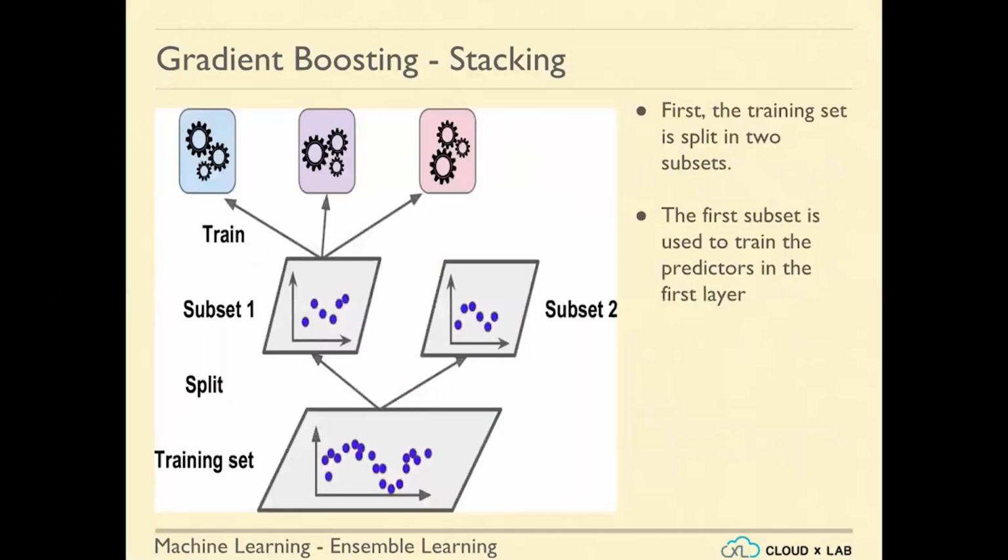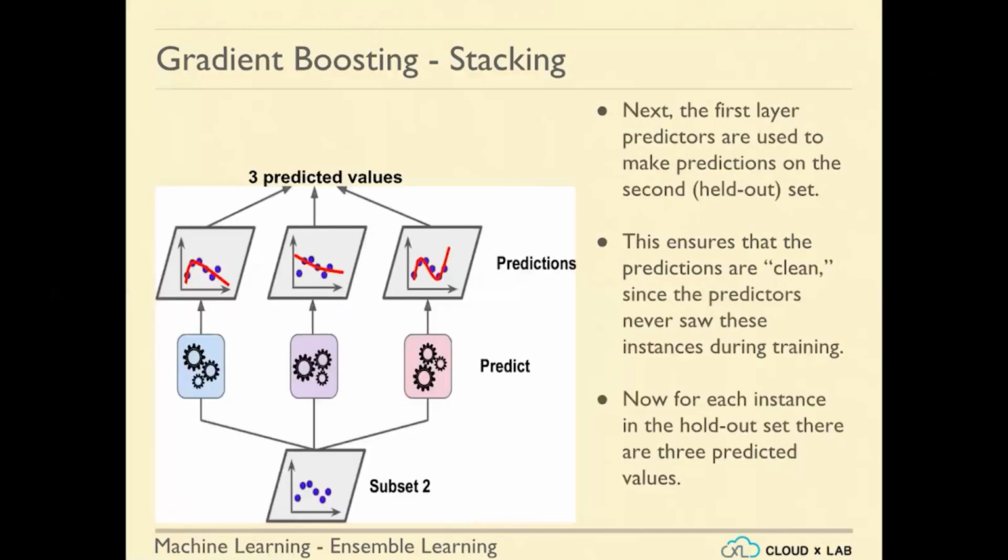So first, the training set is split into two subsets. The first subset is used to train the predictors in the first layer. Next, the first layer predictors are used to make predictions on the second set, which we call the held out set. This ensures that predictions are clean, since predictors never saw these instances.